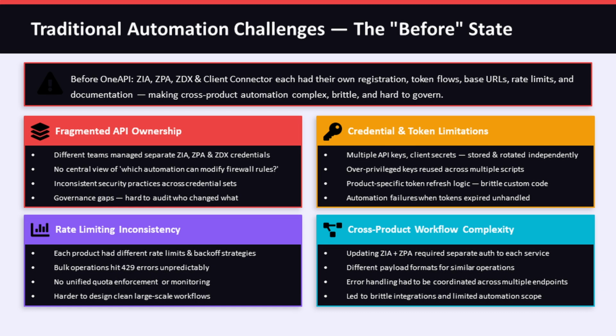Fourth, and most painful for operations, cross-product workflow complexity. An automation that needed to update ZIA policies and ZPA app segments had to authenticate separately to each service, handle different error formats, and coordinate failure handling across multiple independent calls. The result was brittle integrations that frequently broke in unexpected ways. This is the world the Zero Trust Automation Framework was designed to replace.